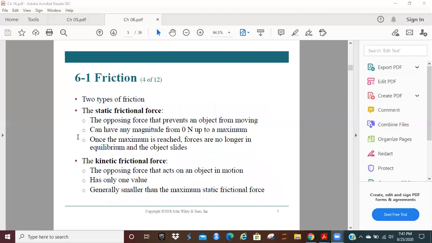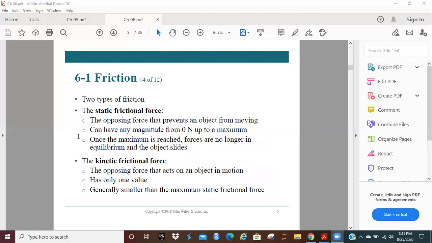There are 2 types of friction. You've got a static frictional force, and this is the opposing force that prevents an object from moving. It can have a magnitude of nothing up to a certain maximum. And once that's reached, then the forces are no longer in equilibrium, and the object starts to slide. Its velocity will start to change.